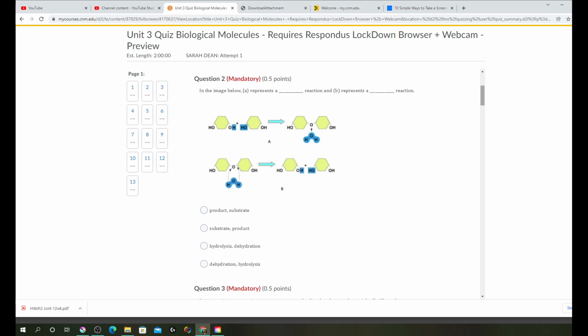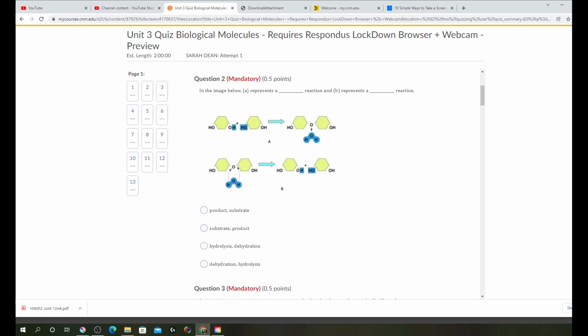That's when you break something with water by adding water. So that's that there. A product and substrate, we haven't really covered this material yet. We will get to this after exam 1. We'll talk about enzymes and chemical reactions, products, substrates.